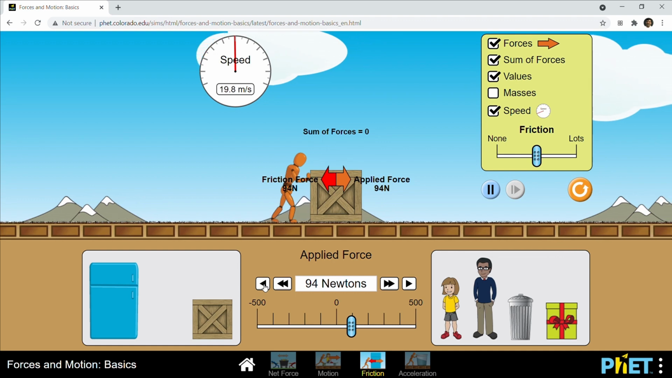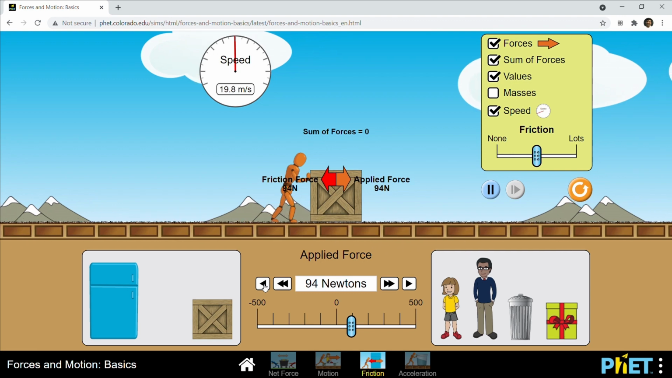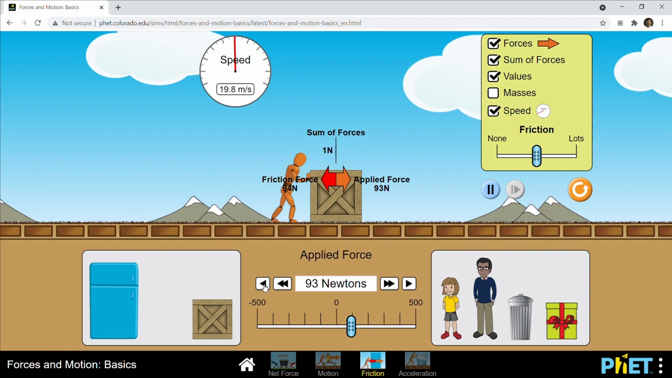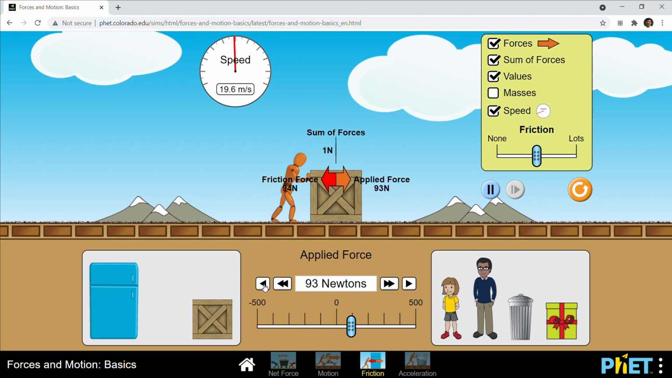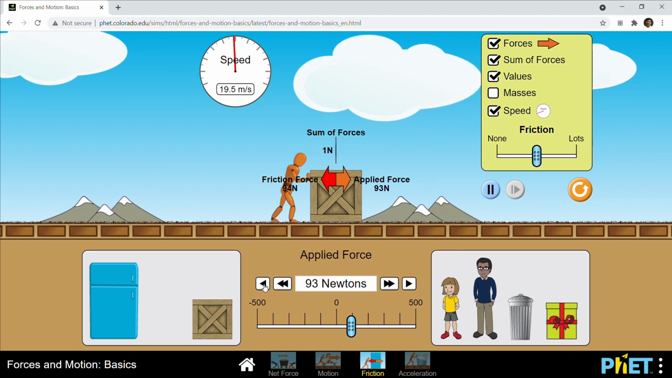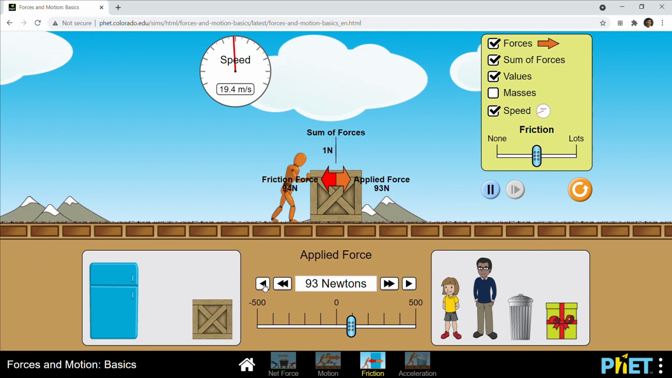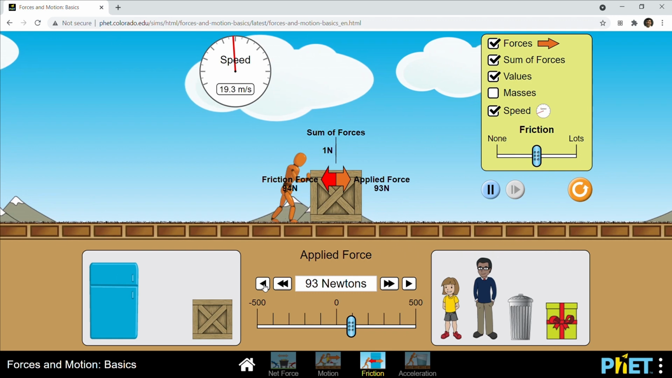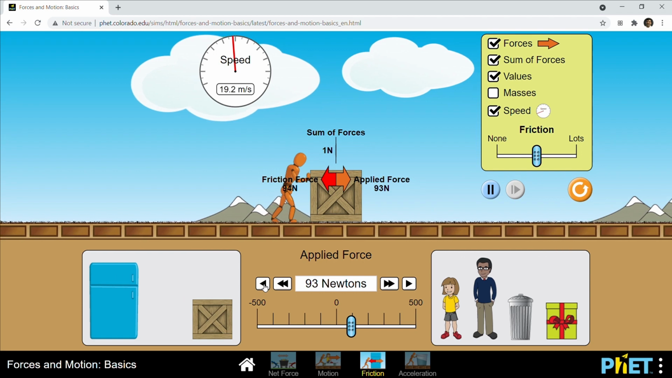Let me reduce my force once more so that I'm only applying 93 newtons. So now I'm applying 93 newtons of force against a friction force of 94 newtons, and we have an unbalanced force opposite the motion, so the box is no longer in equilibrium again. Notice the speed slowly decreasing. We're down to 19.5, 19.4, 19.3.